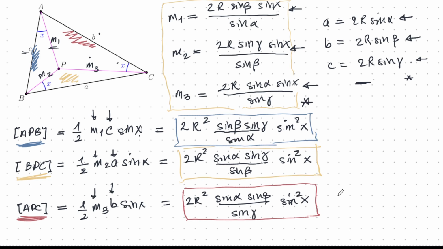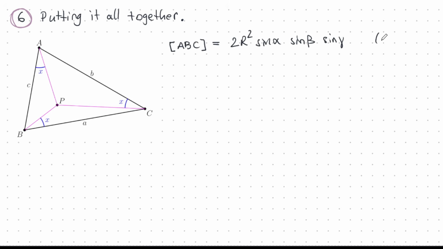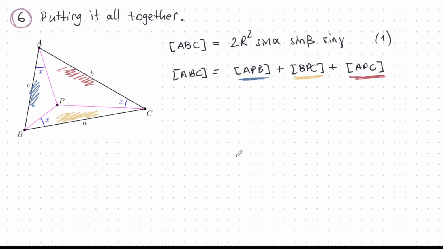All right, we need these three formulas because right about now we are ready to put everything together. Let's recall the area formula that we proved near the beginning. You remember this formula. Let's call that formula number 1. But we also have the following. The area of the big triangle is the sum of the areas of the little triangles. So that's the sum of APB area, which is blue, and BPC area, which is in yellow here, and APC, which is in this reddish color. I can call that formula 2.